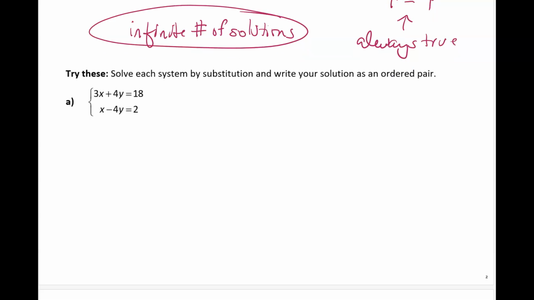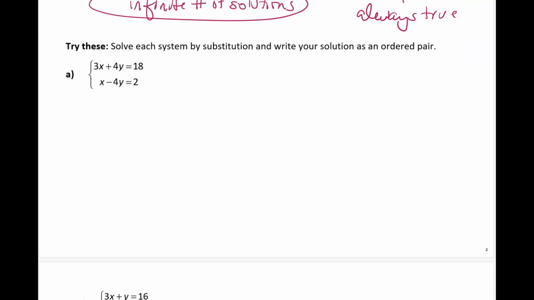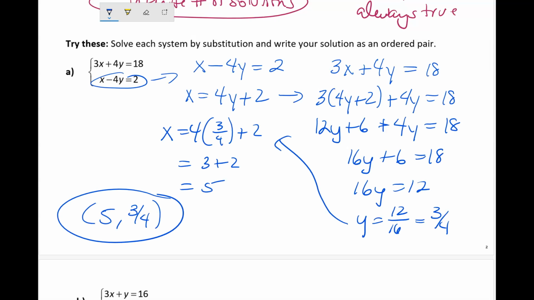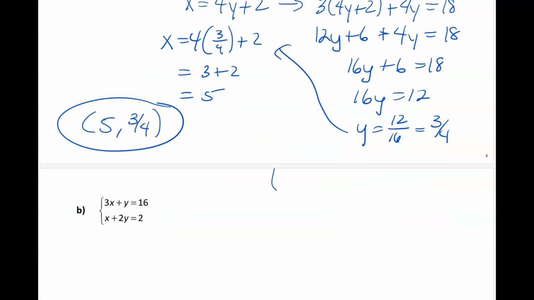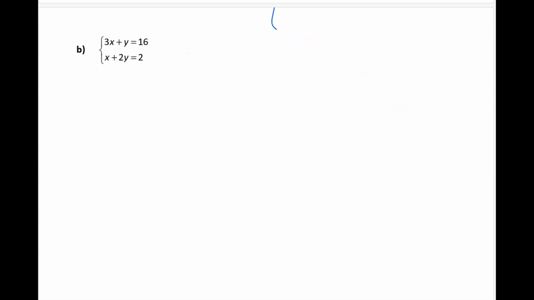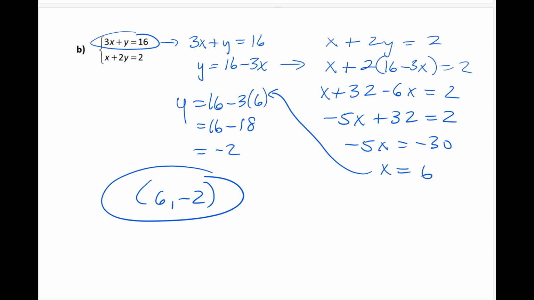All right, why don't you try the next one on your very own? Pause the video. All right, hopefully you got the solution of 5, 3/4. All right, and let's try the next one below. I think that's our last try this problem. So now try B. And this one has a solution of 6, -2.